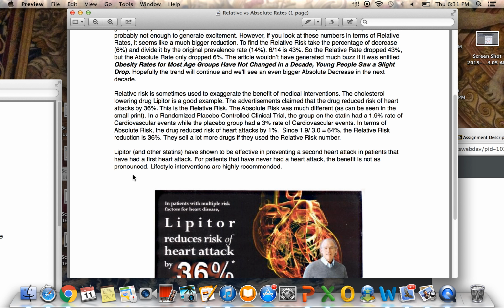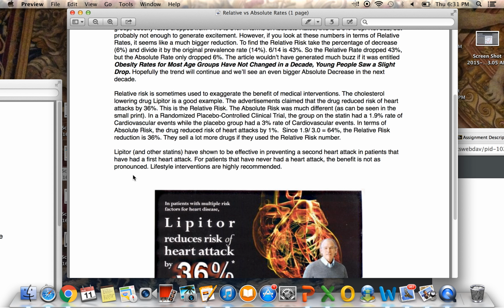Another number that you should ask for, or one of the first numbers to look for, is called the NNT, the number needed to treat. How many patients do you need to treat with this drug or intervention for one person to benefit? For a good drug, the number needed to treat is 3 or 4. You treat 3 or 4 people, and one of those people will benefit from that drug. Lipitor and the other statins, their number needed to treat is closer to 60.